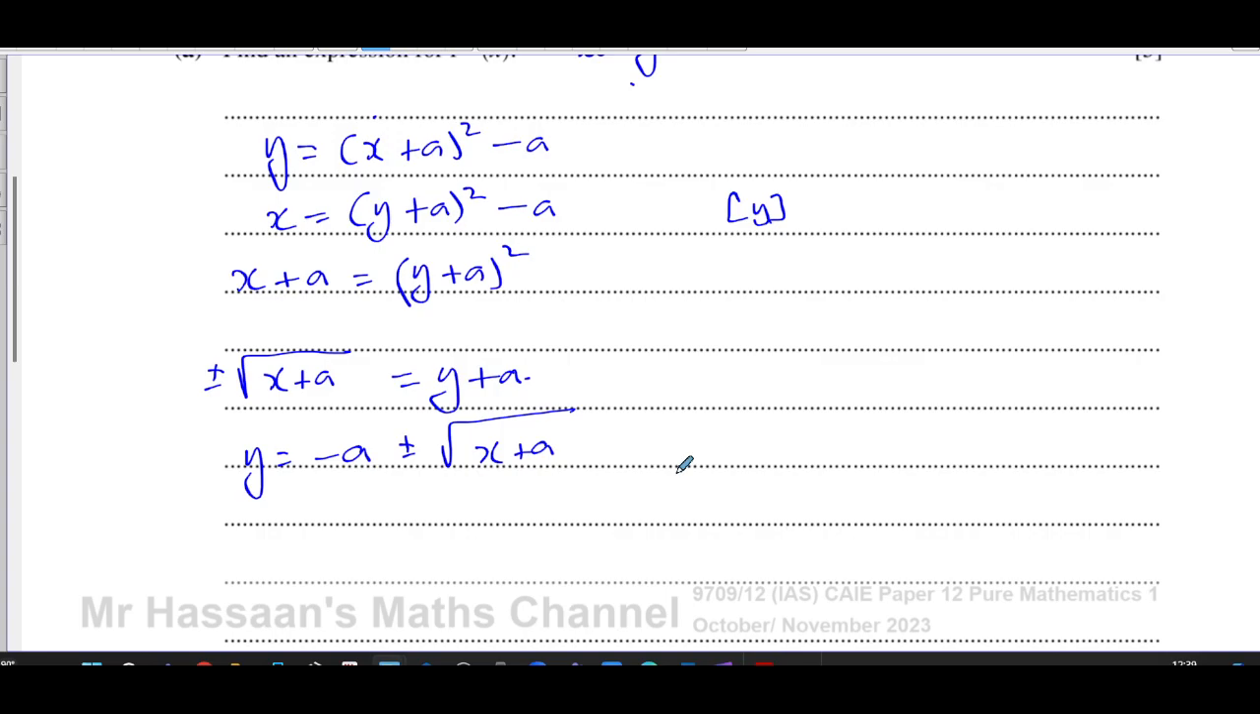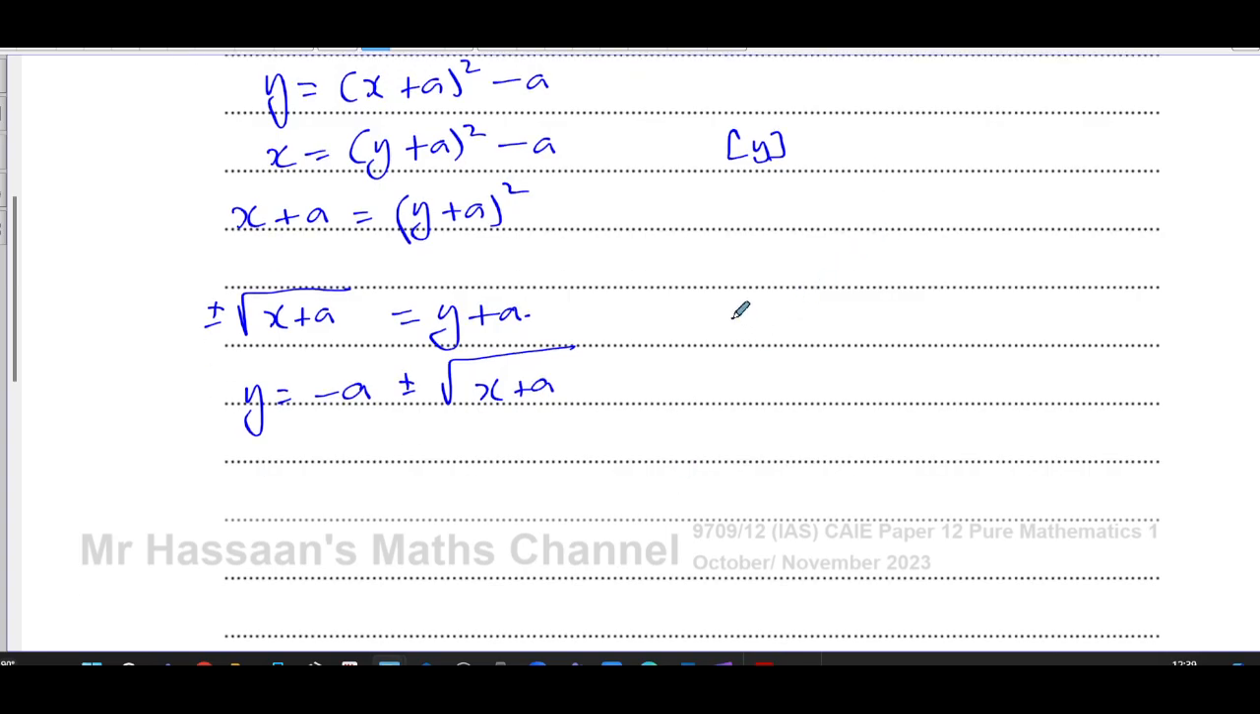Okay, so now for the inverse function, I'm going to choose whether to take the positive or negative square root. I can't have both of them. Otherwise, I'll have something like this, which is not a function. A function has to be either one-to-one or many-to-one. If the function has a plus or minus square root, it's going to be one-to-many. It can't be like that.